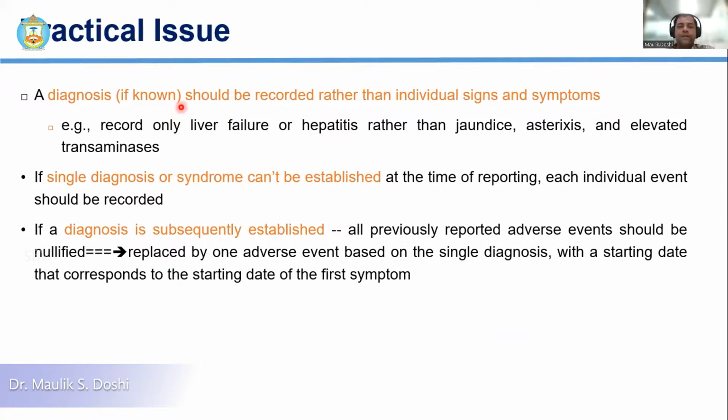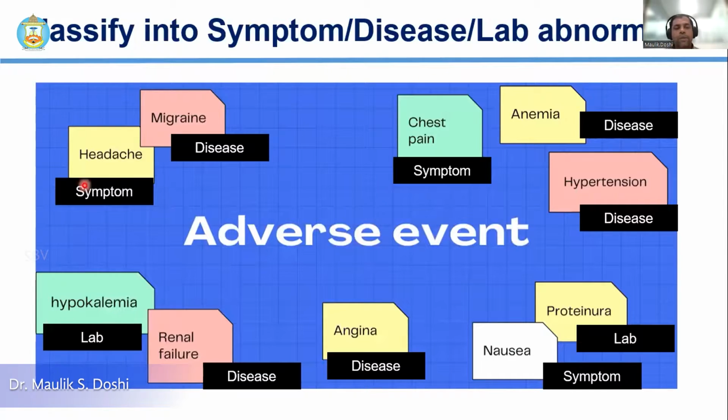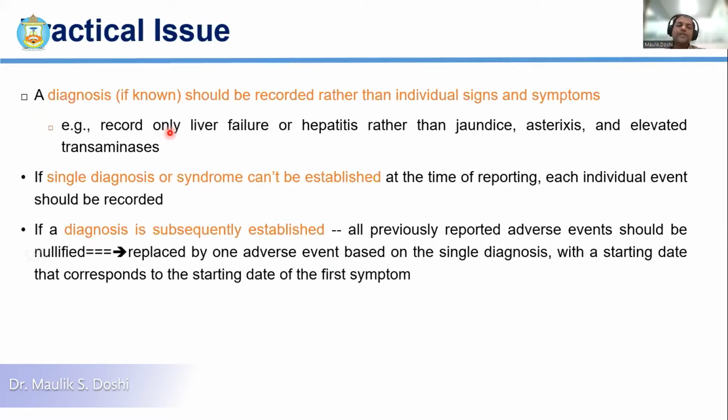Now there are certain practical issues when you are doing this reporting. Whenever some symptom occurs, you will be confused whether to report it as a symptom or as a disease. For example, if someone is having headache, the headache can be a symptom, but it is actually a migraine. So what to report? Should I report headache or migraine? Initially you can report it as a symptom, but when you diagnose that patient, and the headache was because of migraine, then your terminology will change. So it will be migraine.